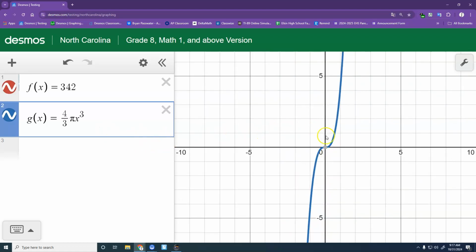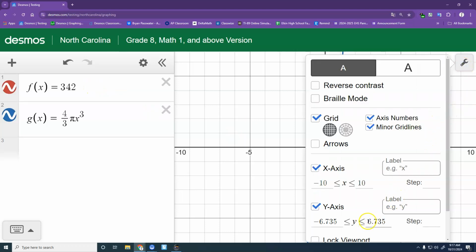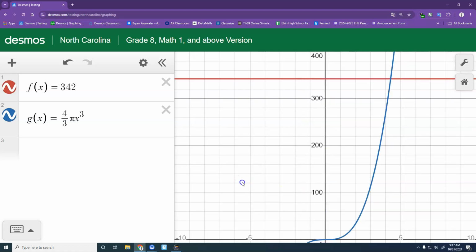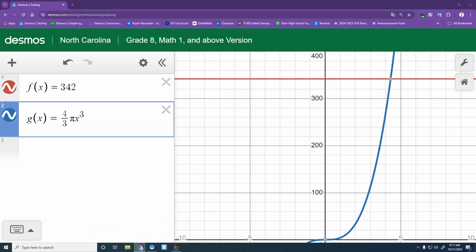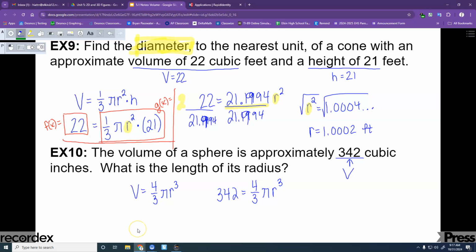Alright, now, I don't see much going on here, but that is because what number is my top equation? 342. So if I go over here and make this y-axis go up to like 400, I should be able to see it. There it is. And 4.338 is my answer for that. Okay, so 4.338. So radius is going to be 4.338. Let me show you how to do it by hand as well.